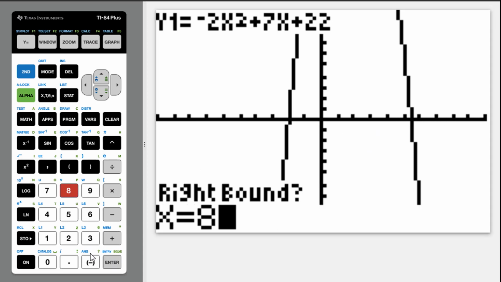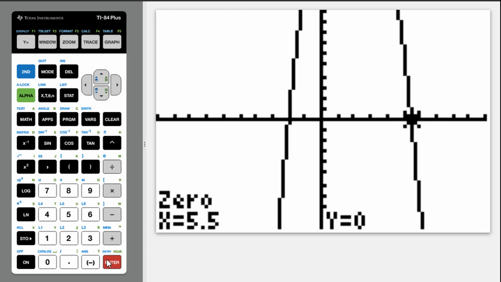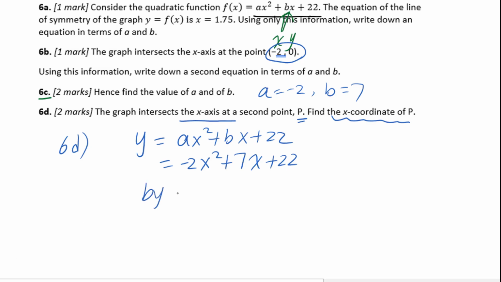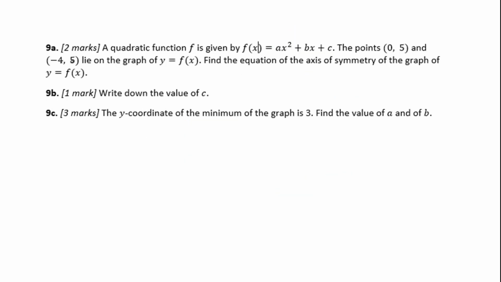Right bound. 4, 5, 6, 7, 8. Let's do 8. Then enter. You got the x-intercept. It's 5.5. Just write down "by graphing, P equals 5.5." Let's go to 9a.